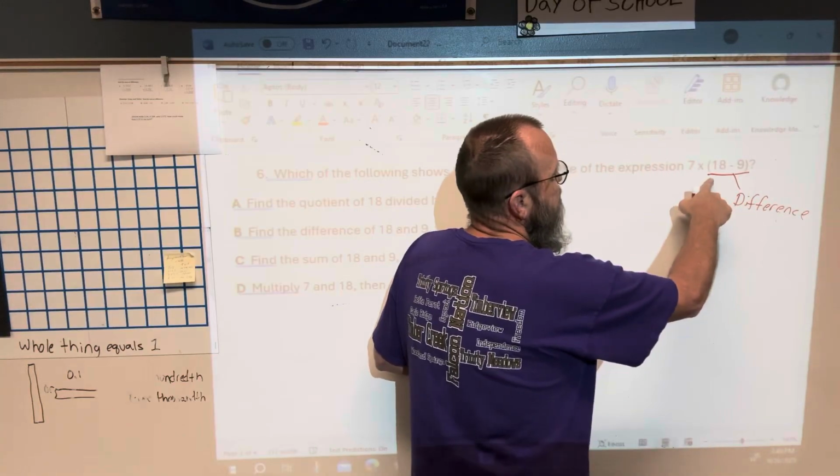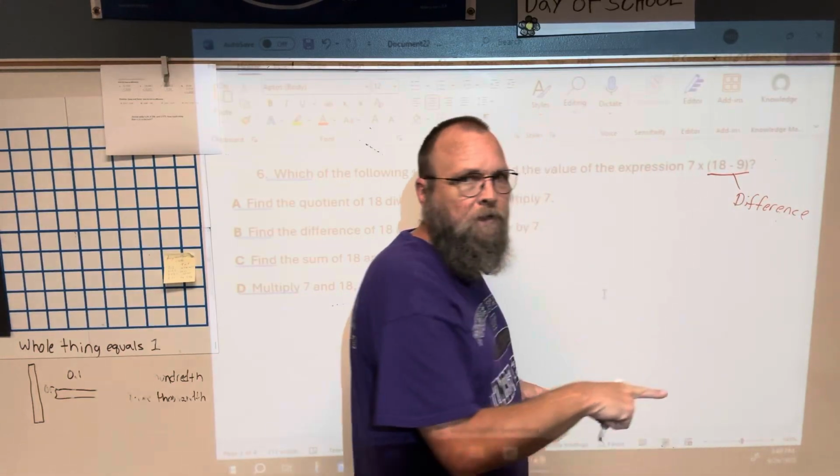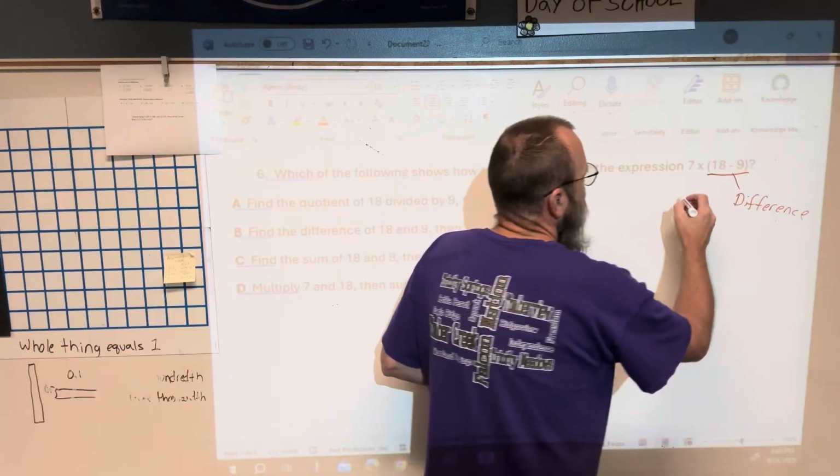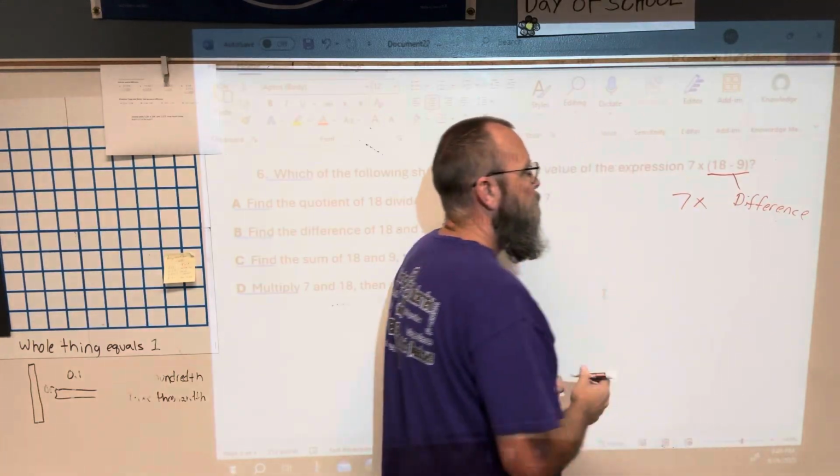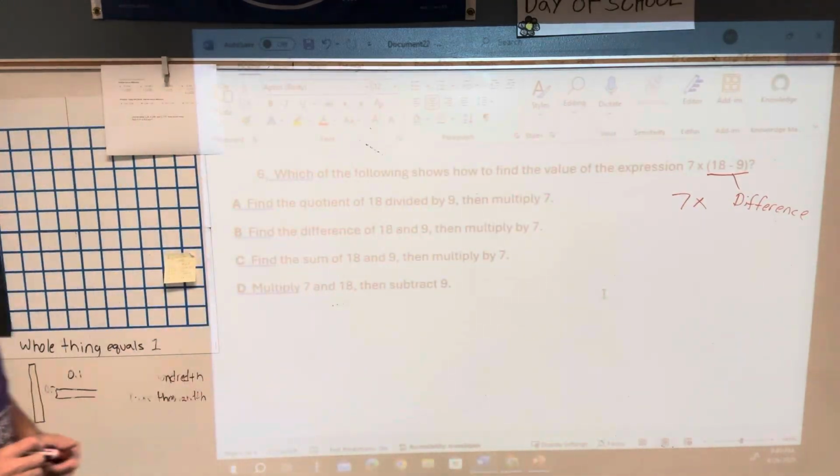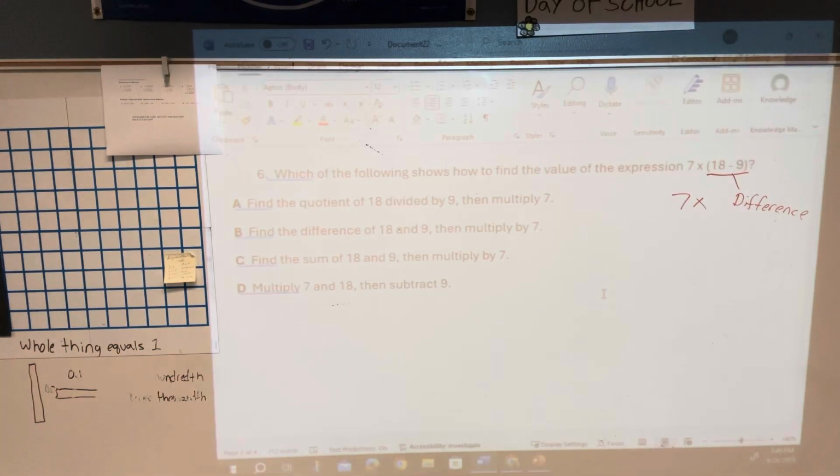The difference of 18 and 9. Once we know the difference of 18 and 9, then we're going to multiply that by 7. So we're going to find the difference of 18 and 9, and then we're going to multiply that by 7.